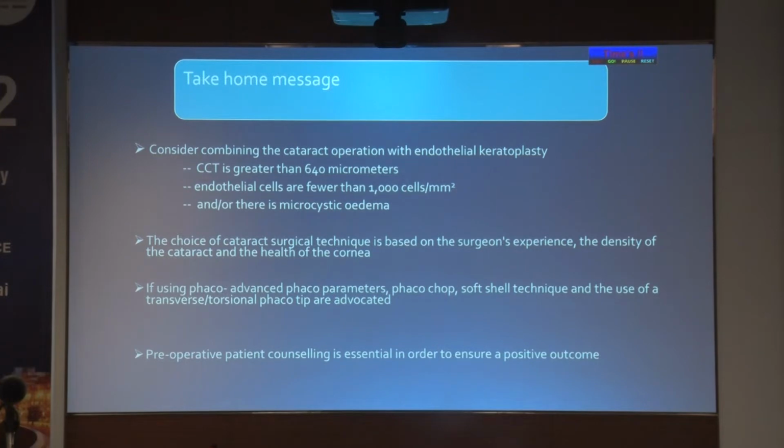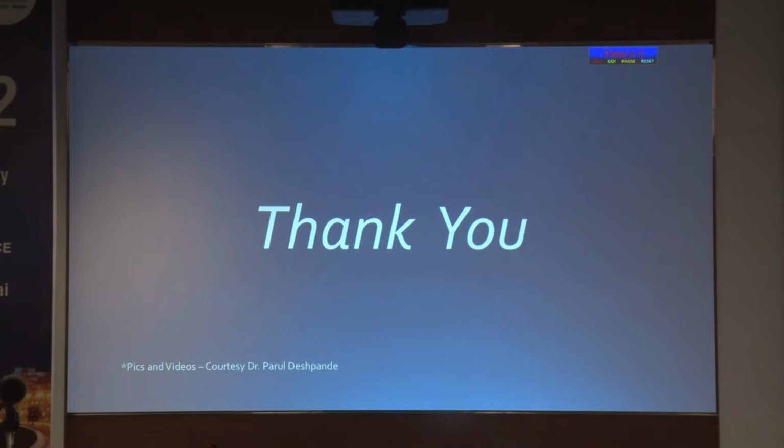So the take-home message is, in cases of combined surgery, when CCT is greater than 640 micrometers, endothelial cells are fewer than 1000 cells per square millimeter, and there is microcystic edema, we should always go for combined surgery. Choice will depend on surgeon's experience, and when doing phaco, we should have advanced phaco parameters, phaco chop, soft cell technique, and use of a torsional phaco tip is advocated. Thank you so much.